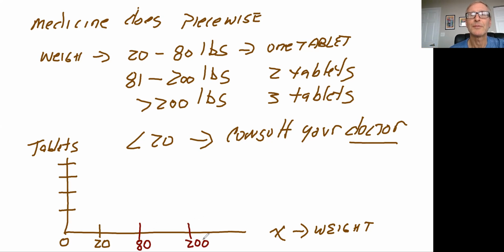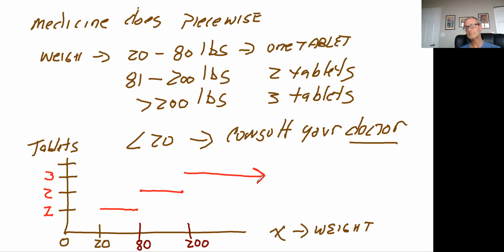And so if you wanted to draw this little piecewise, it would be one tablet here. So that would be 1. And then it would jump from here. It would be 2 tablets up to 200, right? And then 3 tablets would be greater than 200. And you could actually put a line indicating that it goes on forever.